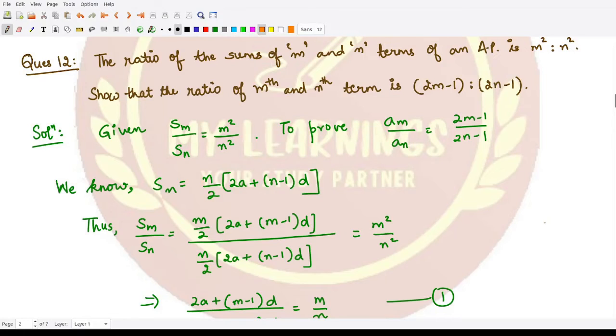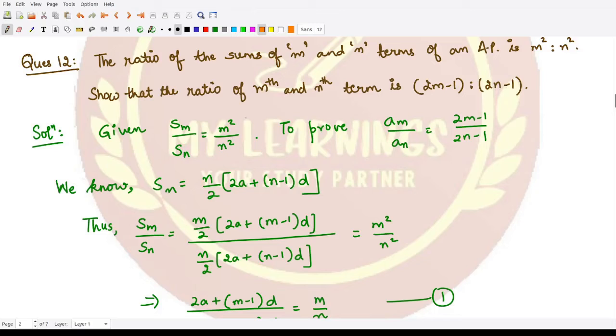In this video we shall be taking up question number 12. Question 12 tells us that the ratio of the sum of m and n terms of an AP is given to be m square ratio n square. We need to show that the ratio of the mth term with the nth term is 2m minus 1 is to 2n minus 1.